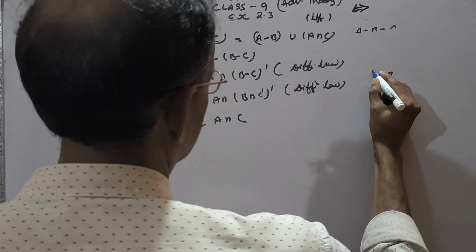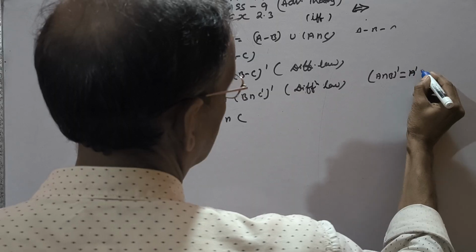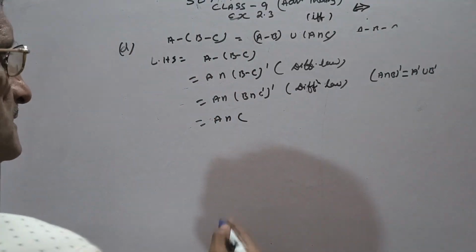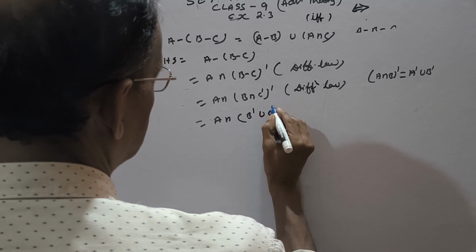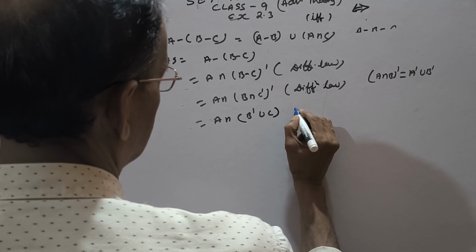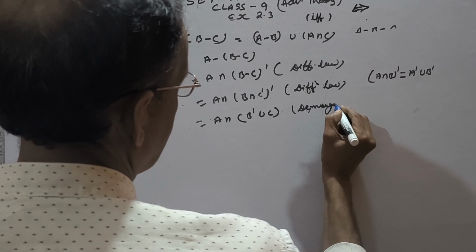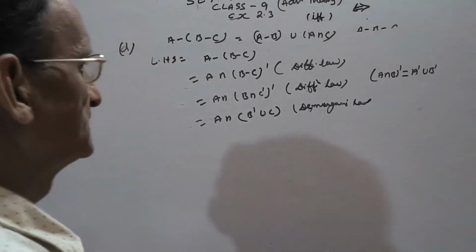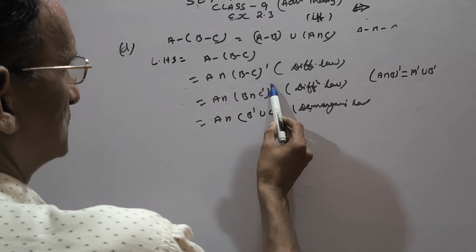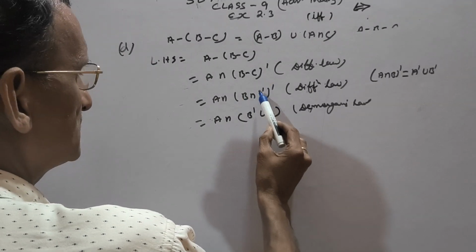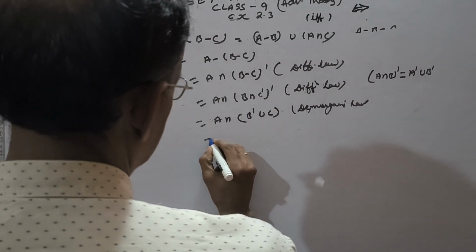A union B, also for intersection: A intersection B whole complement equals A complement union B complement. So this intersection, this whole complement equal to B complement union C complement, whole complement is C only. Okay, this is De Morgan's law. Is it clear? This intersection, this whole complement equals this complement union this complement, and whole complement will be C only. Now it can be distributed.